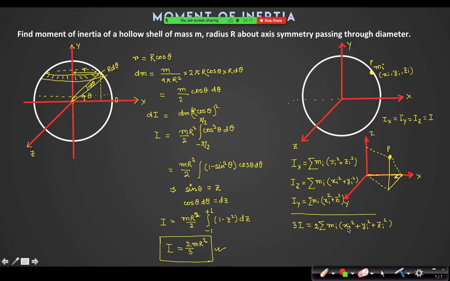Can you tell me, anyone, what is xi square plus yi square plus zi square? The moment of inertia about origin. Distance from origin. And what is the distance from origin? It's xi square plus yi square plus zi square under root. So is it r square or not? xi square plus yi square plus zi square? Yes, sir.